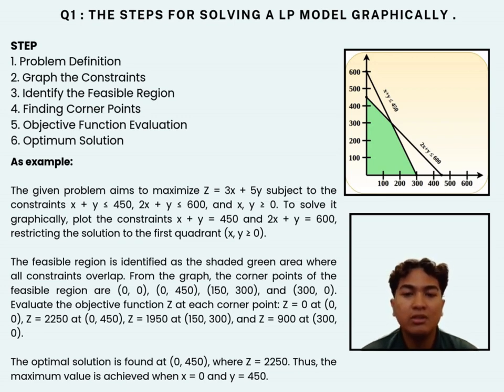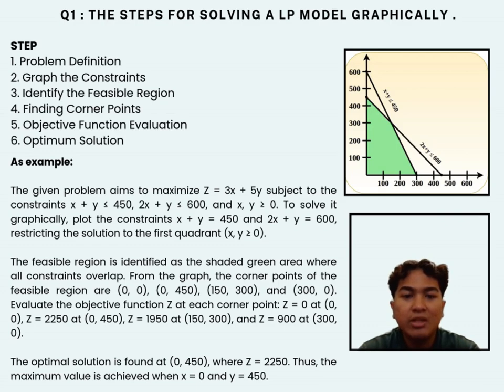First thing first, I want to discuss and explain the first question, which is how to summarize the steps for solving the LP model graphically. The first step is problem definition. Define the objective function in words and define the constraints as inequalities. Second step, graph the constraints. Graph each constraint as a linear equation in the coordinate plane and shade the region that satisfies all the inequalities.